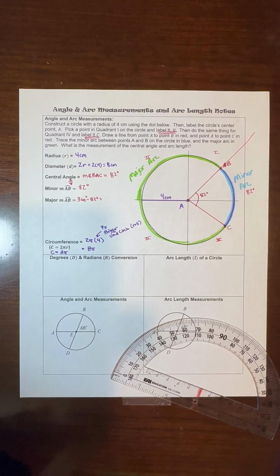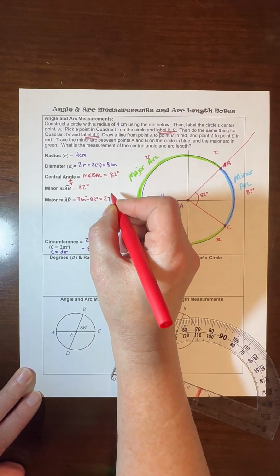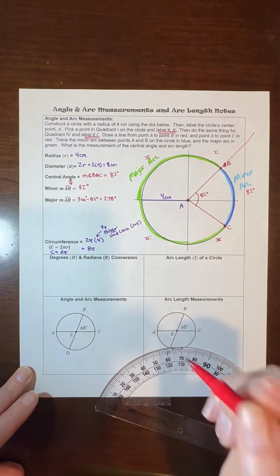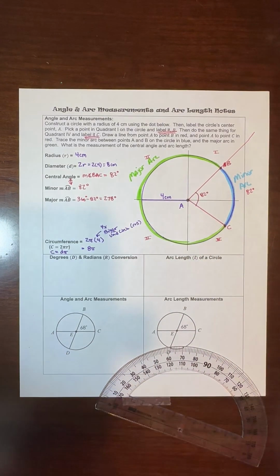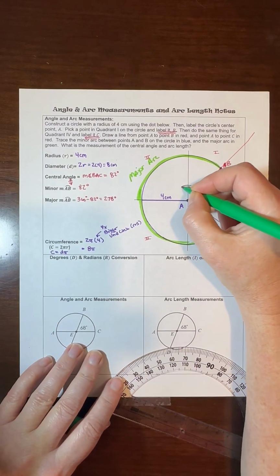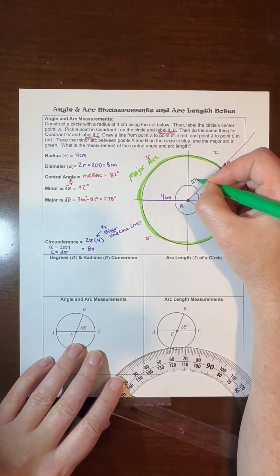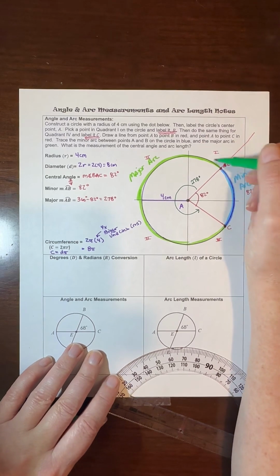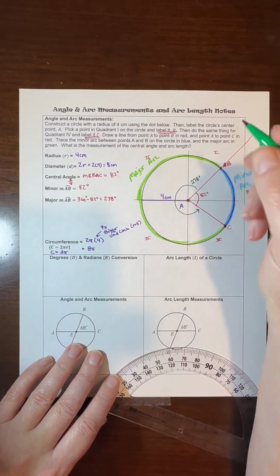let's see. Math in public is never a good idea. Minus 82 gives me 278 degrees. 278 degrees. Okay, so if I'm going around from here to here, this guy is 278 degrees. Now, again, the major arc and this central angle mark here are the same.